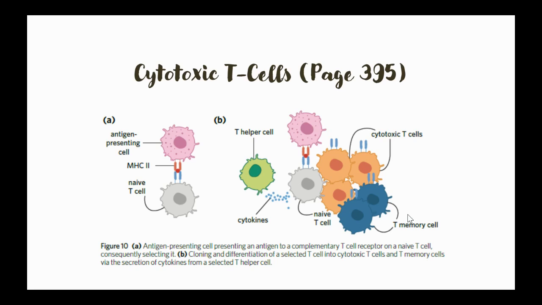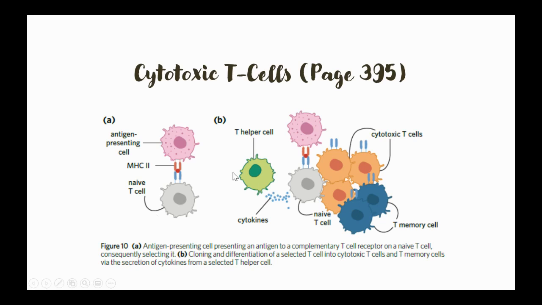So what do cytotoxic T cells do? All right, so your first step here, you've got your antigen presenting cell. It's going to activate the naive T cell. T helper cells release cytokines which help stimulate this naive T cell to differentiate, similar to B cells. B cells formed plasma cells and memory cells, but here they produce cytotoxic T cells and T memory cells. So those are the 2 other cells that we needed to talk about in the cell-mediated response.